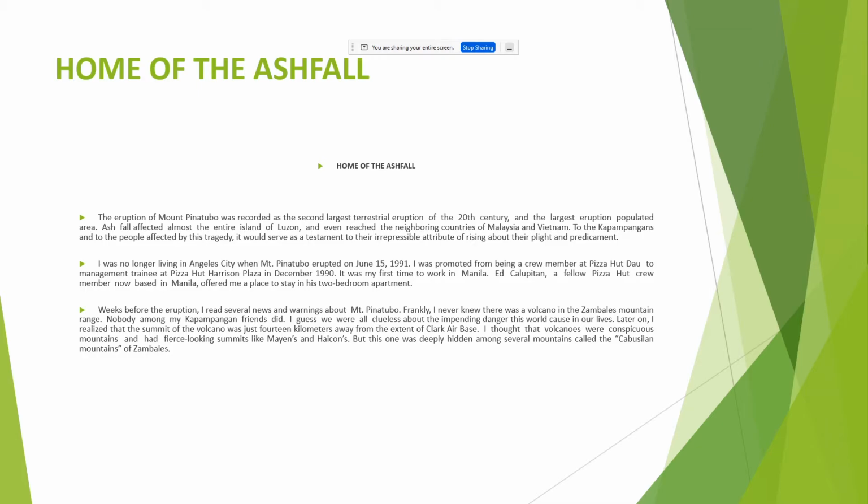Later on, I realized that the summit of the volcano was just 14 kilometers away from the extent of the Clark Air Base. I thought that volcanoes were conspicuous mountains with fire-looking summits like Mayon and Taal, but this one was deeply hidden among several mountains called the Cabusilan Mountains of Zambales.